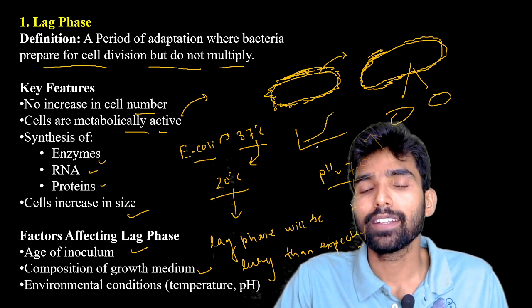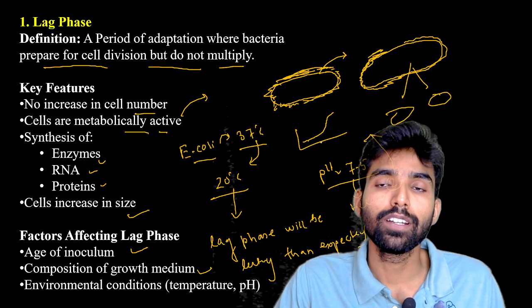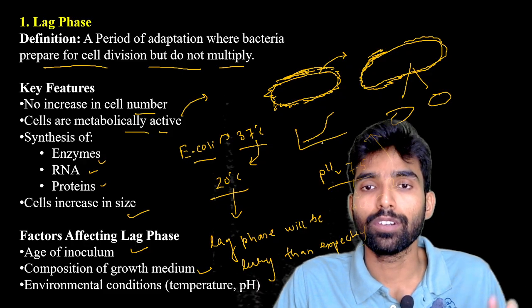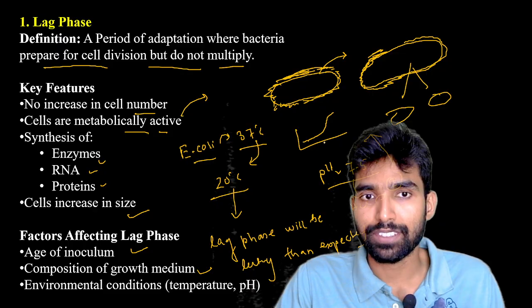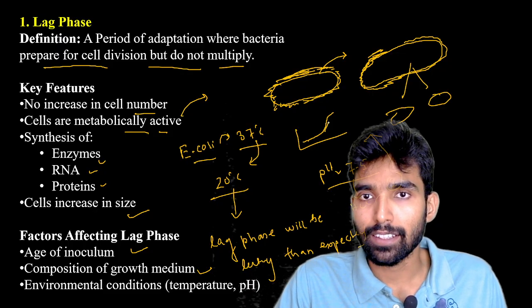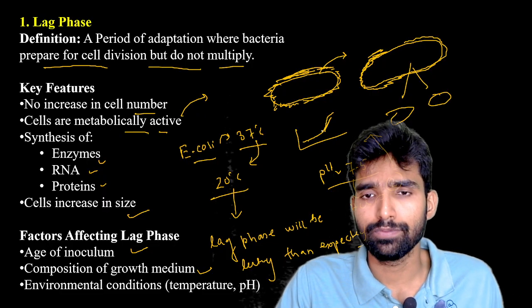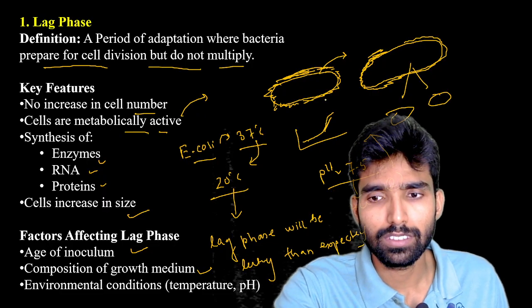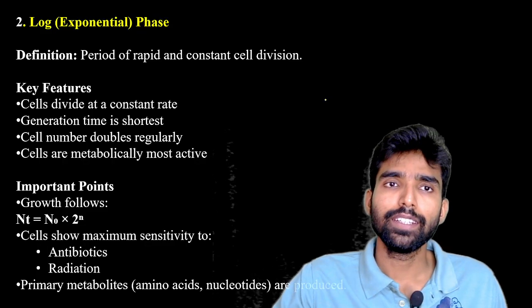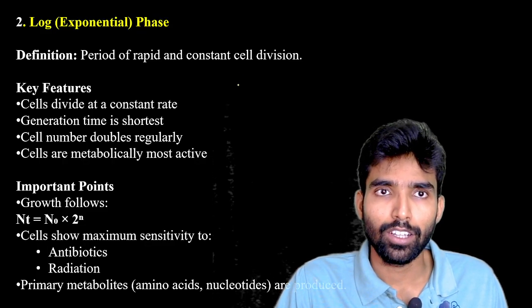Let's say earlier the lag phase was 2 to 3 hours. Right now the lag phase will be approximately 12 hours, 16 hours, because the bacteria is trying to cope up with the particular pH, and then the growth will be very slow, right? And then comes the log phase.